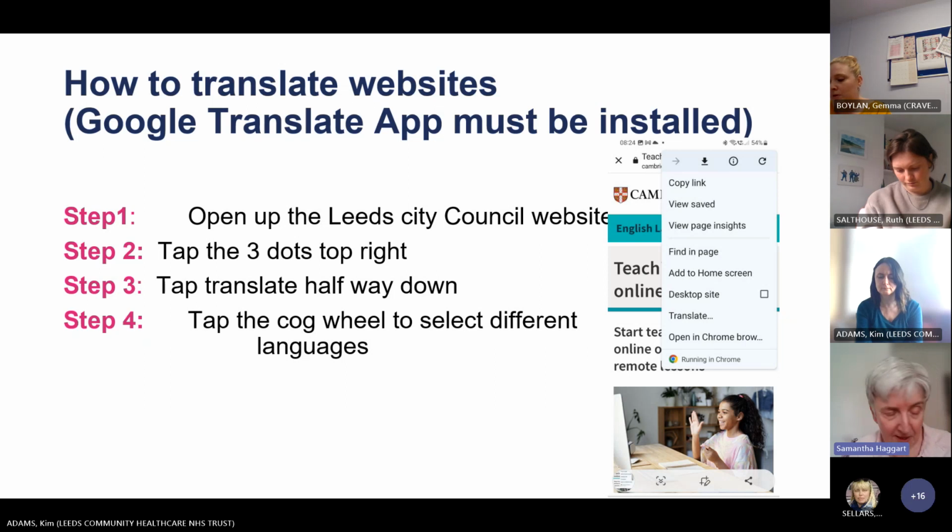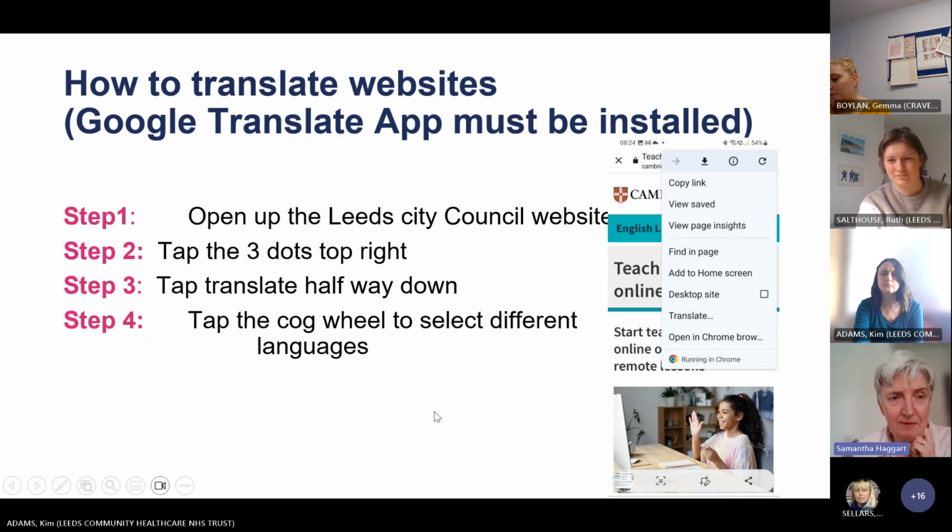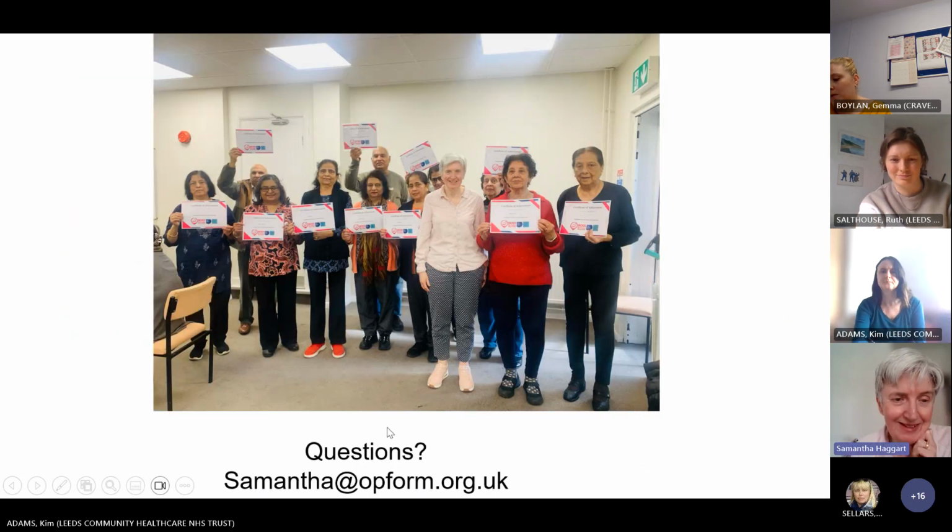But again, if you're working with anybody, I sometimes have to use that to translate a website to then show somebody that I'm working with, so that they can understand. But equally, I set up their phone so they can translate any website back into their language as well. Has anybody got any questions or comments? Or has anybody ever done that before?